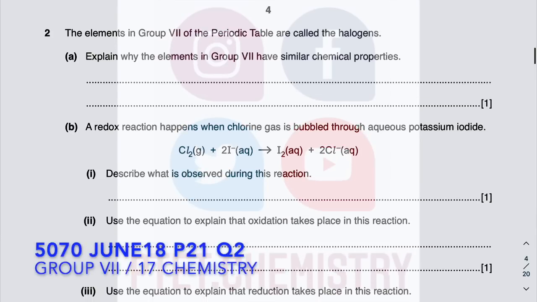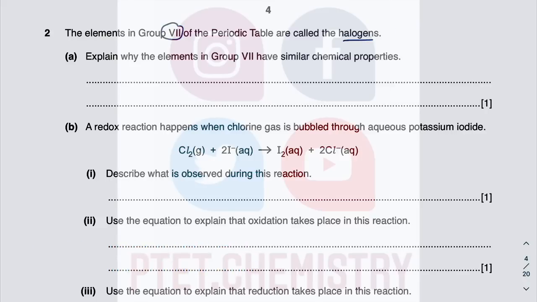Question 2 is about group 7 chemistry. They are called halogens. Halogen comes from a Greek word. It means electron giver. Okay? Is it electron giver? No. Electron receiver. It likes to receive electrons, yeah?